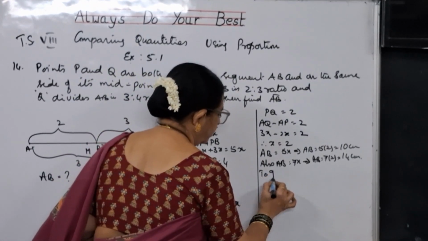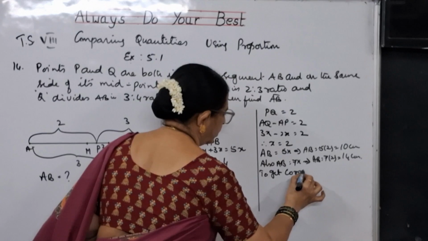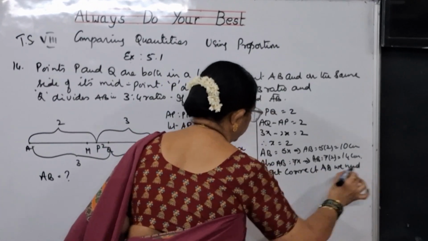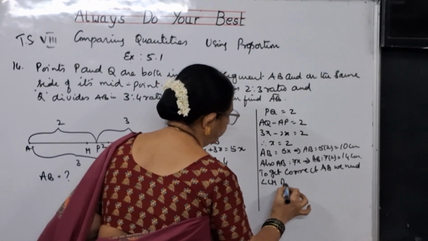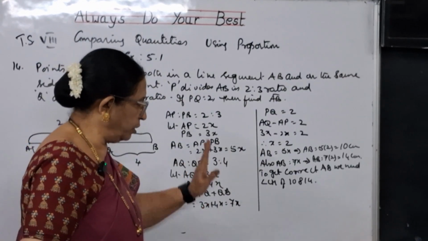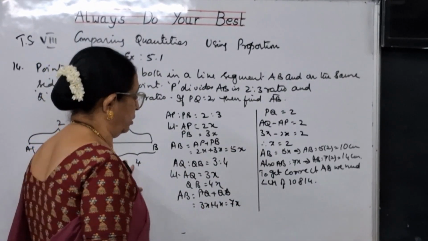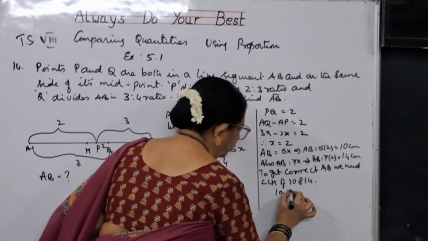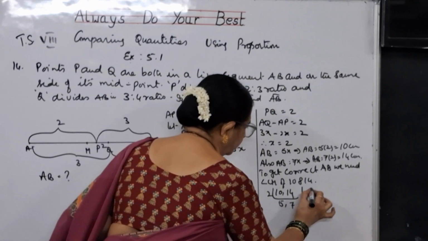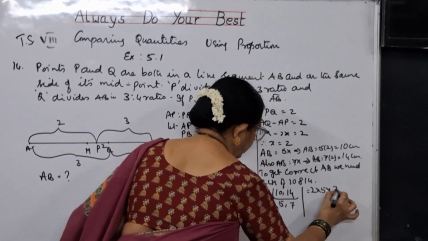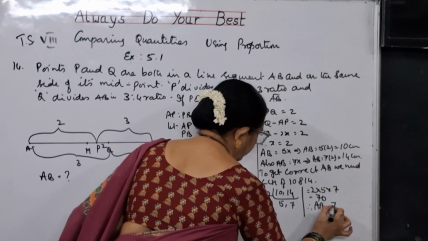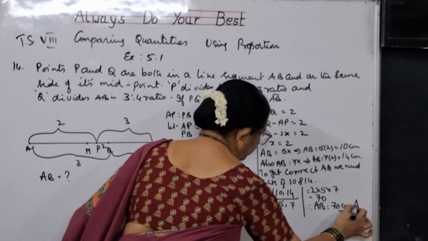So, to get the correct AB, we need the LCM of 10 and 14. What is the least common multiple? If you find it out, you will get the correct measure of AB. So, what is the LCM of 10 and 14 if you take? 2 fives are 10, 2 sevens are 14. So this is equal to 2 into 5 into 7, that is 70. Therefore, AB is equal to 70 centimeters is the answer.